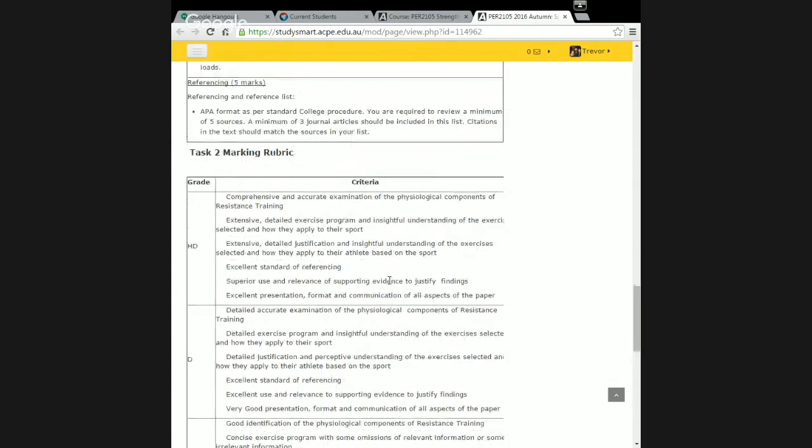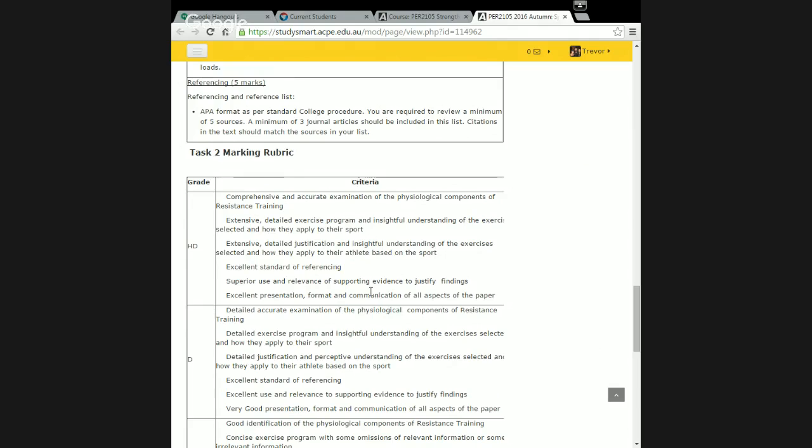Okay, so you have a look and understand that if you want an HD, it has to be comprehensive and accurate, it has to be extensive, and it has to have excellent standards of referencing, superior use and relevance of supporting evidence. To think of relevance, if you're doing an athlete who's a netball player and you found journal articles based on training and developing a junior netballer, and that matches your case study, then obviously that is really relevant supporting evidence.